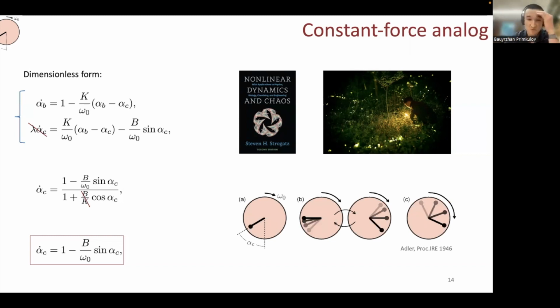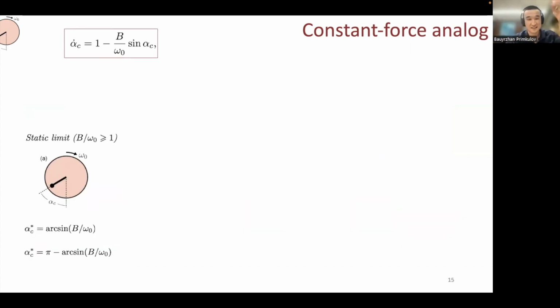But in our setup, we are thinking of a drum, and we're thinking of a pendulum inside the drum. And in here, you actually get three very nice regimes that you can nicely understand. If this B over omega parameter is larger than 1, then this equation has two fixed points. One fixed point is this one, the other one is off by pi.